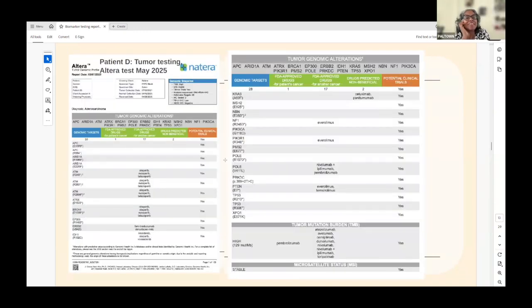All right, Altera. So many of you have had Signatera done at some point. You can check a box that gives you what's called a next generation NGS profile from that, and this is the so-called Altera test. And so once again, this is the same report. It's showing the same things, but in a different way.